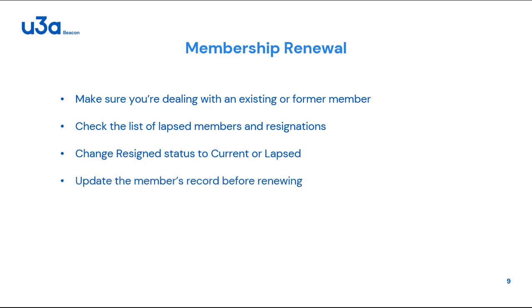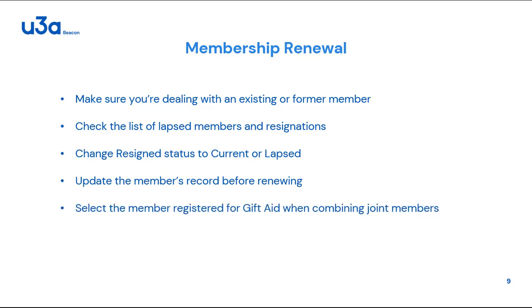Update the member's record before renewing. This is particularly important if they're changing membership class or gift aid declaration. Before combining joint members, select the partner registered for gift aid. This will ensure their gift aid donation is entered correctly in the appropriate ledger. Finally, send the member confirmation and receipt of payment.